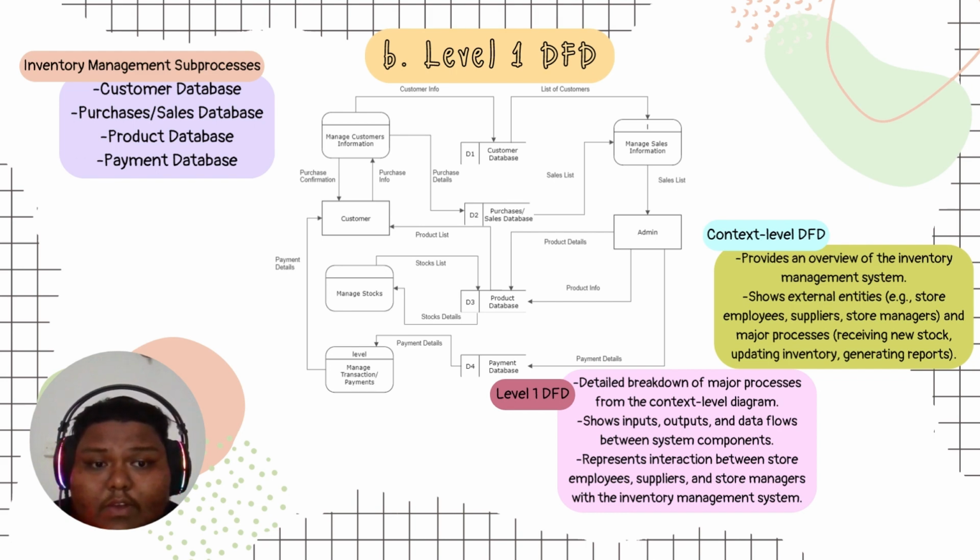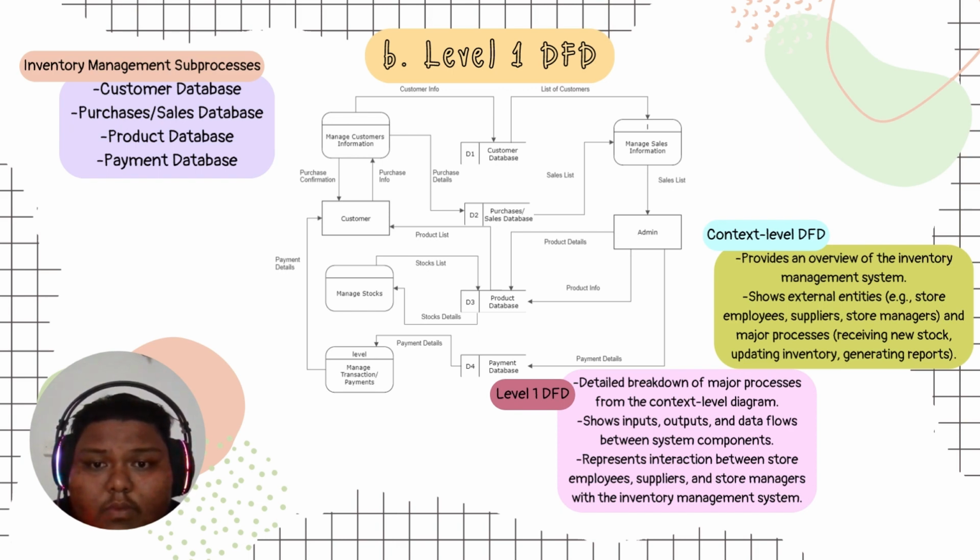So for the context level DFD, which is the Level 0 before Level 1, it provides an overview of the inventory management system. It also shows external entities, for example store employees, suppliers, store manager, and also shows the major processes like receiving new stock, updating inventory, and generating reports. For the inventory management sub-process, we have 4 types: customer database, purchase or sale database, product database, and payment database.